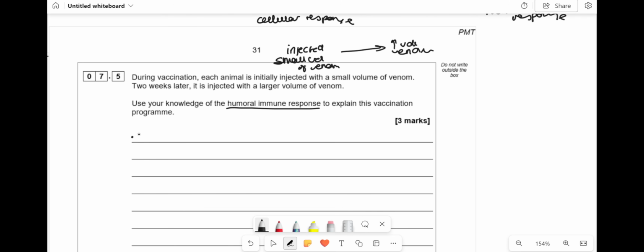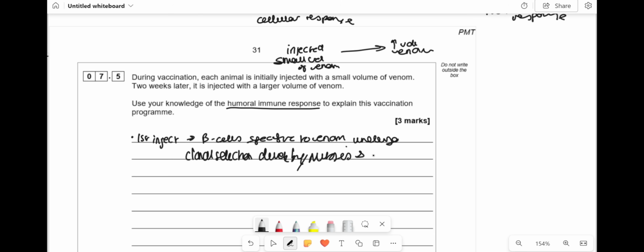So the first injection, you have your cellular response. And then B cells that are specific to the venom undergo clonal selection. Because remember, you don't want every single B cell. You only want the ones that will make antibodies for that, or else you just waste all your energy. They undergo clonal selection, they divide by mitosis, and they form plasma cells. Some of those will go on to become memory B cells as well.